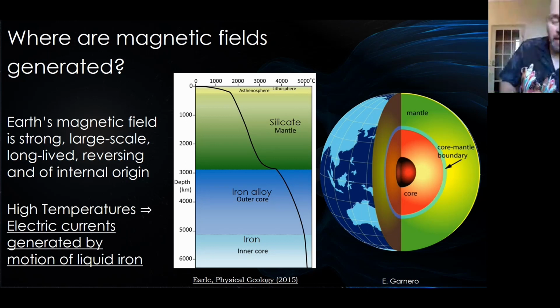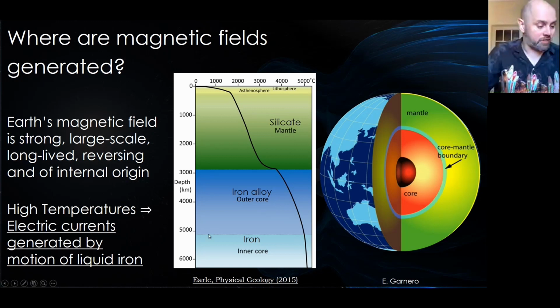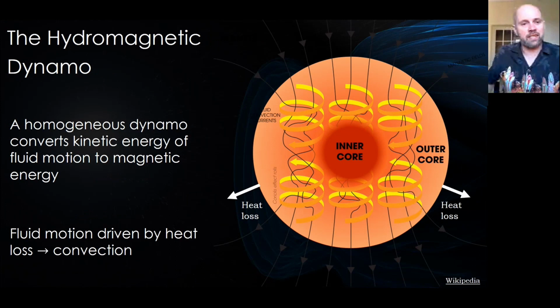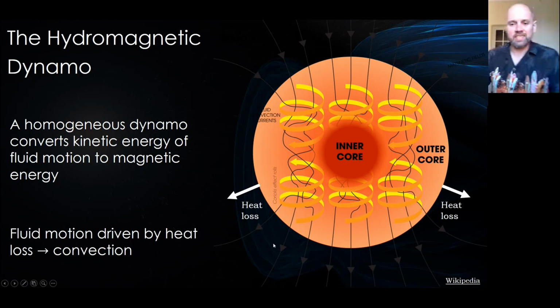So the idea is that the magnetic field is being generated in the liquid portion of the core, because here you can get fluid motion generating electric currents. The electric currents correspondingly generate magnetic fields. This is where our fluid dynamics comes in, because we need to understand how this liquid portion of the core is working. And the canonical view is that what is happening is a dynamo process. Broadly speaking, a dynamo process is a process that converts kinetic energy of a moving fluid into magnetic energy.